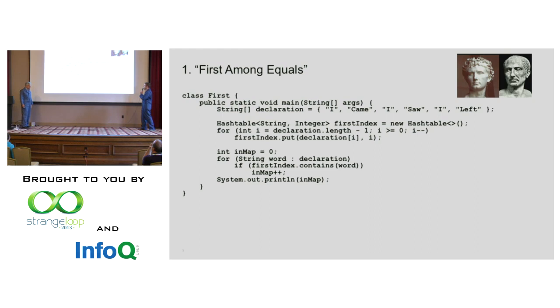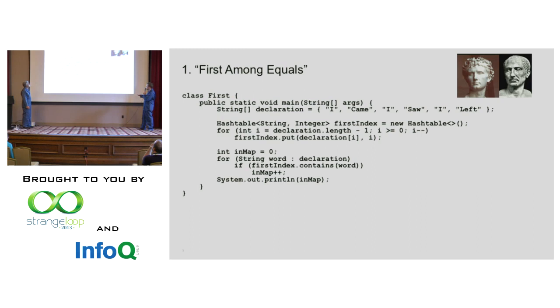We have a main method. We're declaring an array of strings, and it says I, came, I, saw, I, left. Something that strikes me is that we have the word I repeated three times. Then we create a hash table that maps strings to integers, and we call it firstIndex. And then we loop through the entire array. I noticed that it's from the end, from the last element, to the first element.